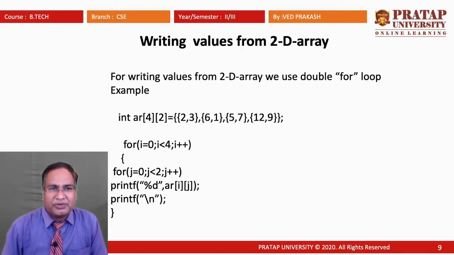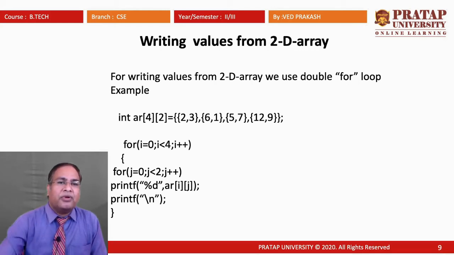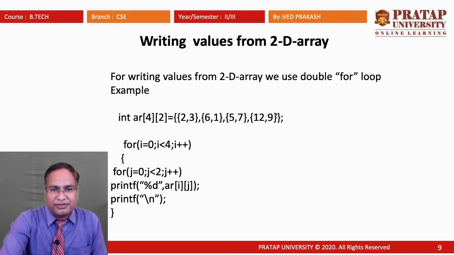Now, the next point is writing the values from the two-dimensional array. As we know, an array always uses consecutive memory locations. So, if we want to access the elements of the array one by one, then we need to use a for loop. When we want to write the values from a two-dimensional array, we use a double for loop.